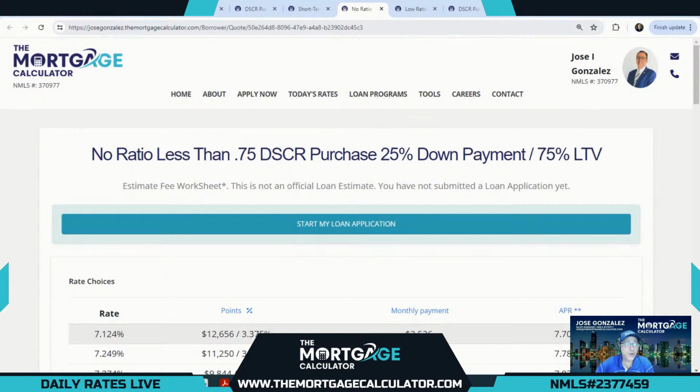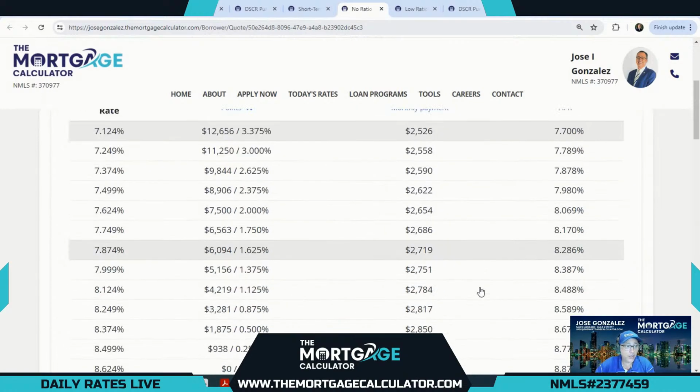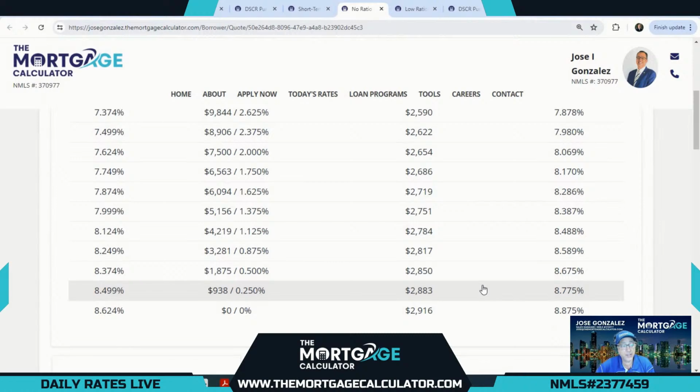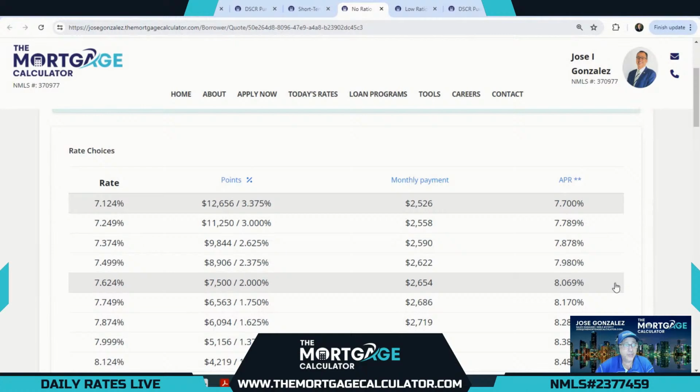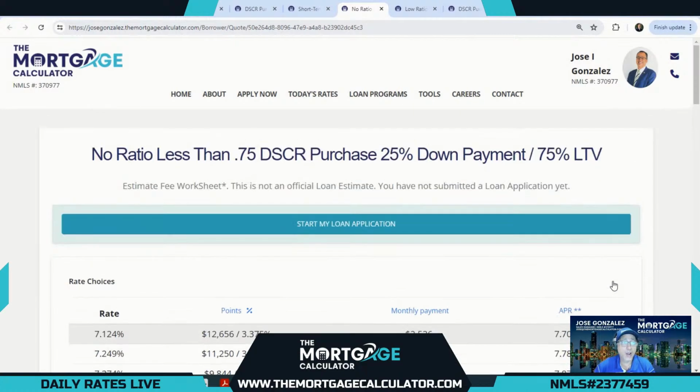And then our no ratio, less than 0.75 debt service coverage ratio, with only 25% down payment. Lowest cost option is 8.624 at par, and you can buy that down to 7.124 for our no ratio less than 0.75 DSCR. Amazing that we can finance that property with only 25% down that is not cash flowing even 75%.